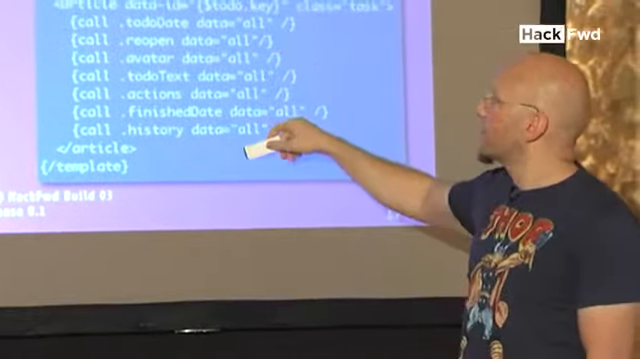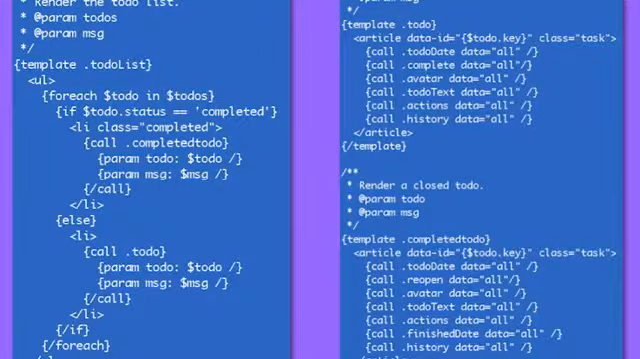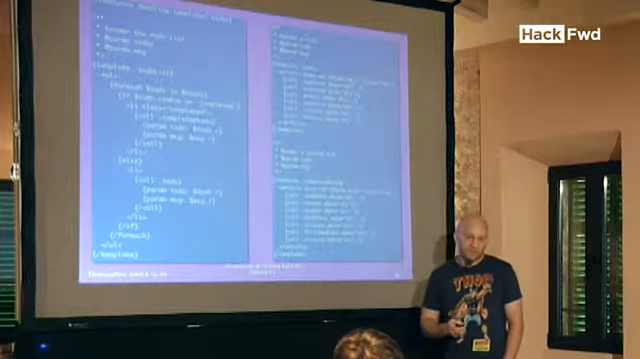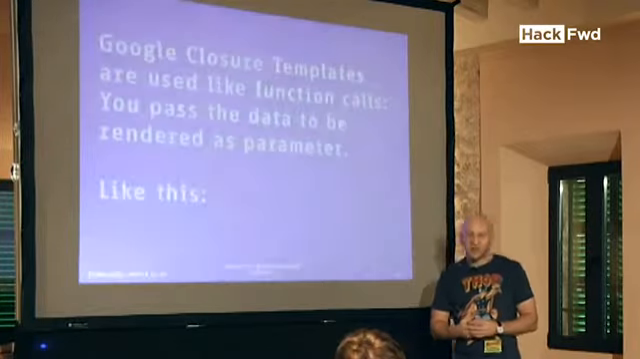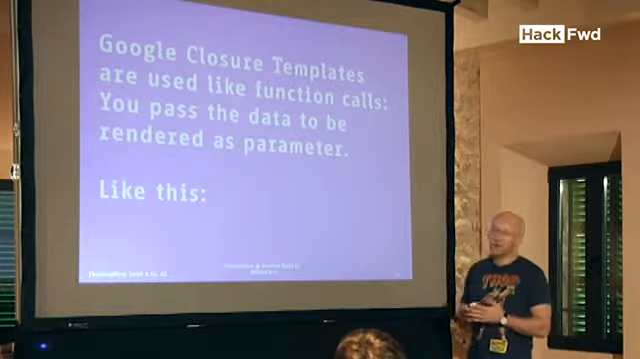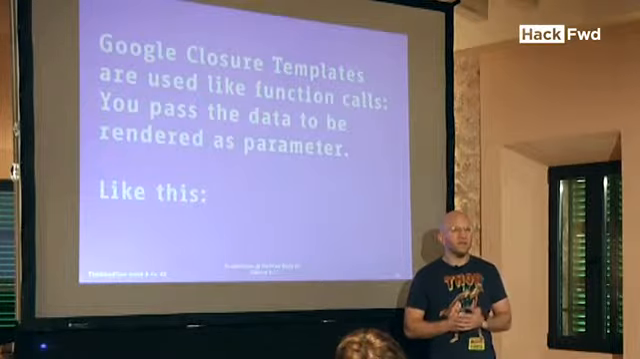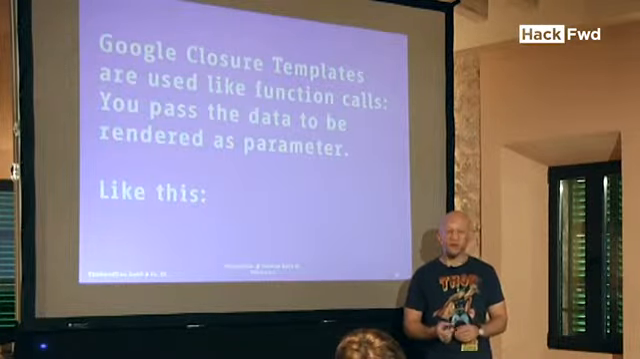And the completed to-do is then generated from these different parts, also other templates that you can call. And these are generated to JavaScript functions and can be treated as function calls. So each template is actually a JavaScript function, and you pass the data to be rendered as a parameter.